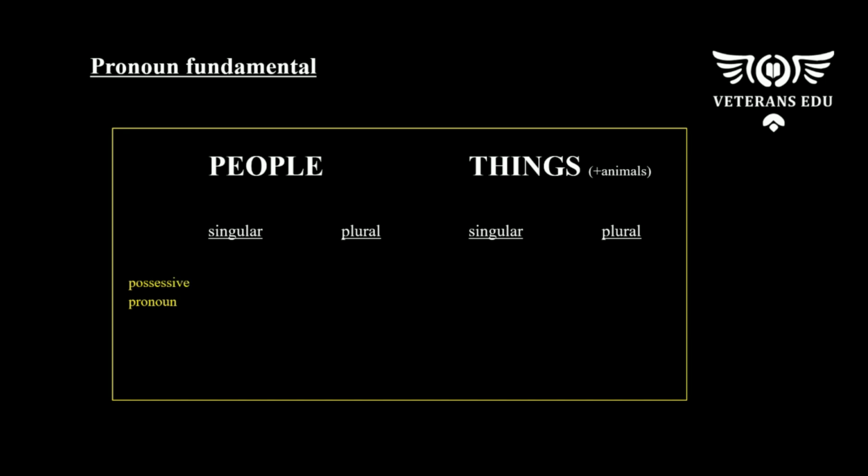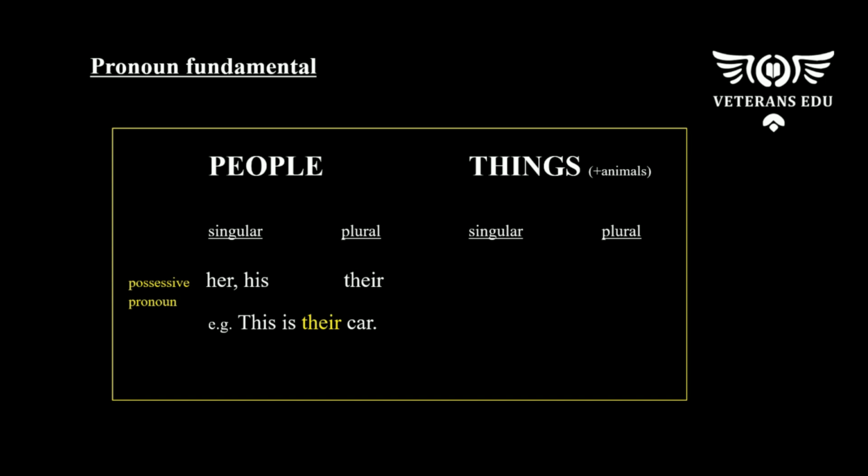Now, let's talk about possessive pronouns. Depending on the gender, we would use the word her or his to show possession. For example, "This is her car" or "his car." And when it belongs to two people or more, we will simply use the plural possessive, their. For instance, "This is their car."